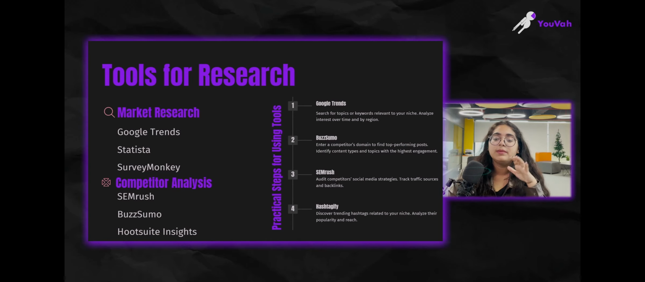And there are other tools as well, for example, Hawthorne Insights and Statista, which are going to help you a lot with the data and the numbers, right? So that is something that is going to help you. And another one is SurveyMonkey. SurveyMonkey basically helps you with form filling and all those things, right?